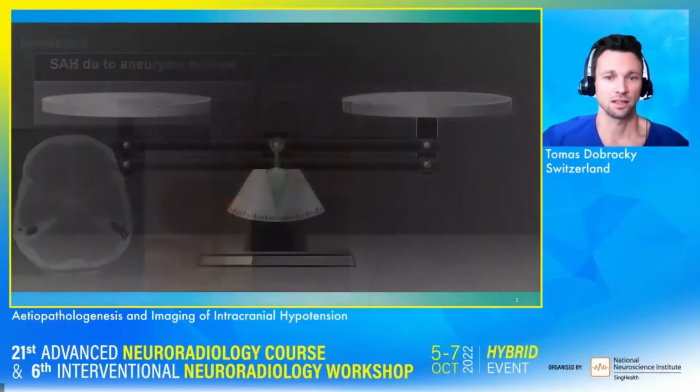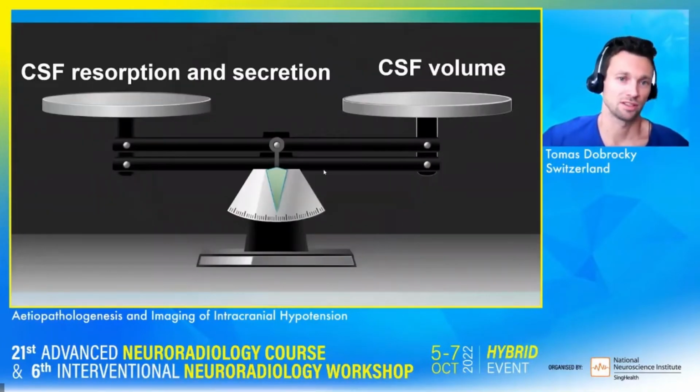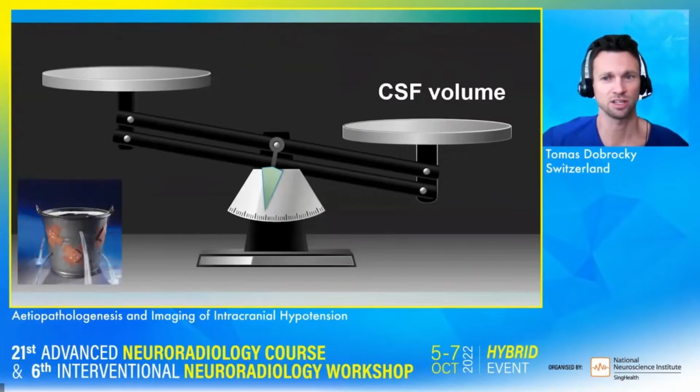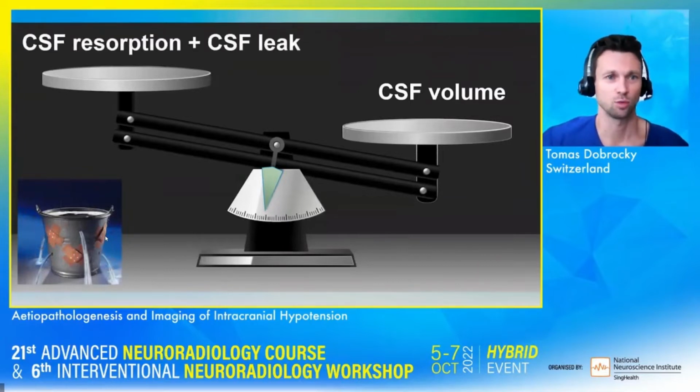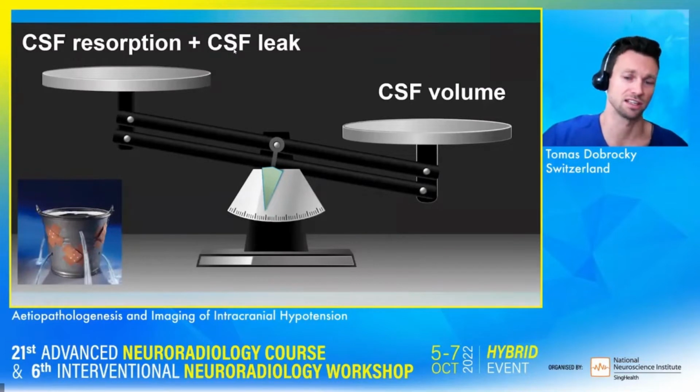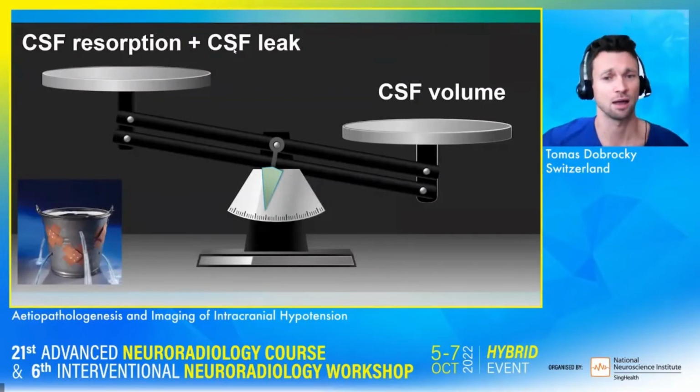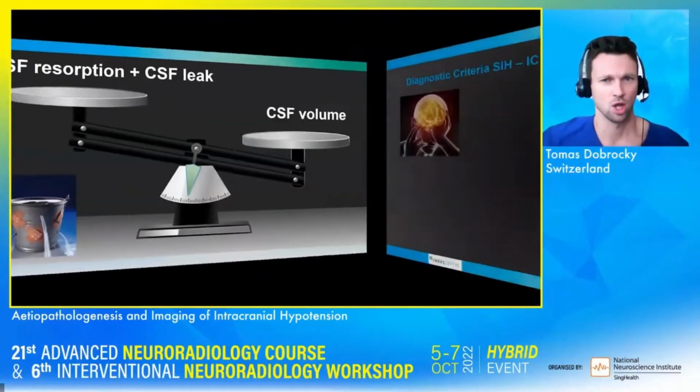What is the underlying problem? We have CSF resorption and CSF secretion, and that leads to a certain kind of volume. In those patients, we have a decreased CSF volume because there is a leak, there is a loss of CSF. So we have the CSF resorption, but in addition to that, there is a CSF leak. So the entire system gets out of balance, and we have a decreased CSF volume.